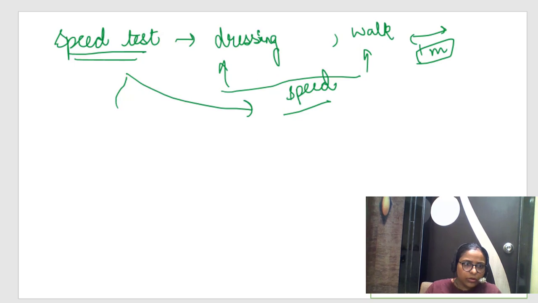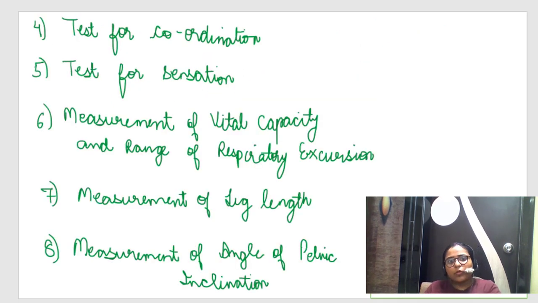Now after this we will discuss other tests. These are your tests for coordination, test for sensation, measurement of vital capacity and range of respiratory excursion, measurement of leg length, and measurement of angle of pelvic inclination. Let's discuss them one by one. These are the tests which are remaining.